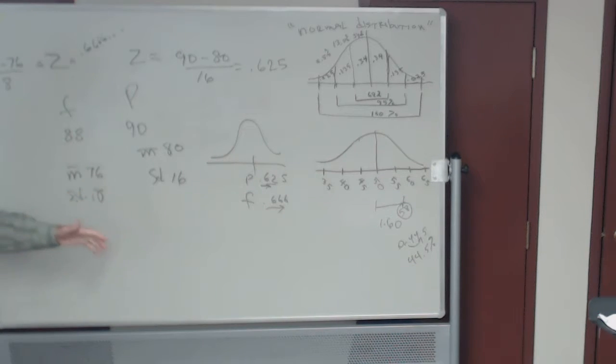But that still doesn't tell you, because the standard deviations are different. The standard deviation here is 16. This one's 18. You understand how you have to do that z-score thing to find out exactly which score was better.